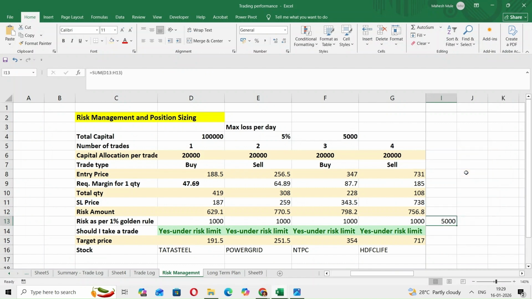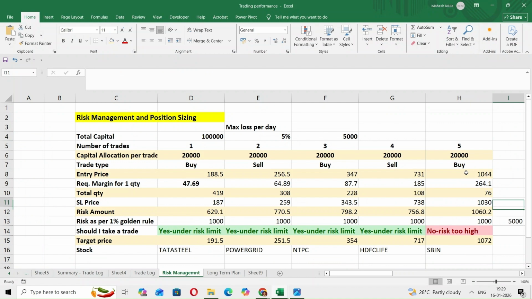Okay, so suppose, one second, 1044 is my buying price, 1035 is my SL, for example. Then I can take this trade, right? So my buying price is 1044, 1035 is my SL. The risk is within my limit, so I can take this trade. My target price is coming out to be 1062 as per risk reward 1 is to 2.